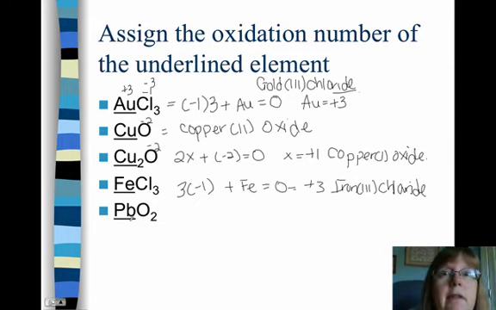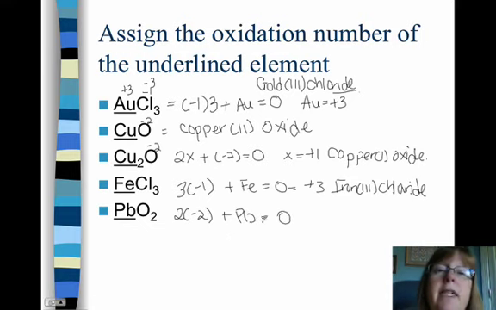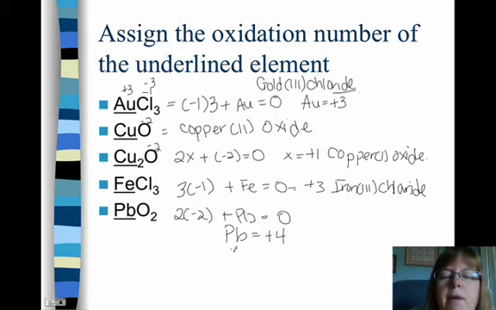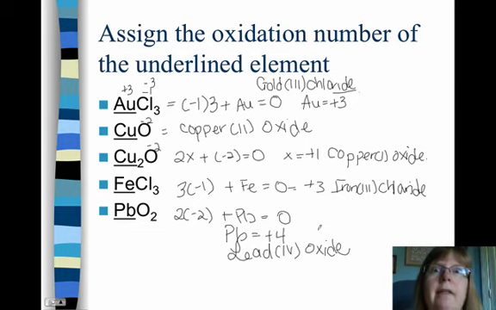All right, down here, lead. We have 2 oxygens, and each oxygen is -2. We don't know what lead's charge is, but the overall thing, the positives and the negatives, equal 0. So here we have lead equal to a positive 4, and so the name of this is lead 4 oxide. We're going to practice this a lot in class. Notice that all of these metals are metals that can have more than 1 charge, and that's why we're having to figure out the charge, and then we're having to indicate its charge by Roman numerals in parentheses.